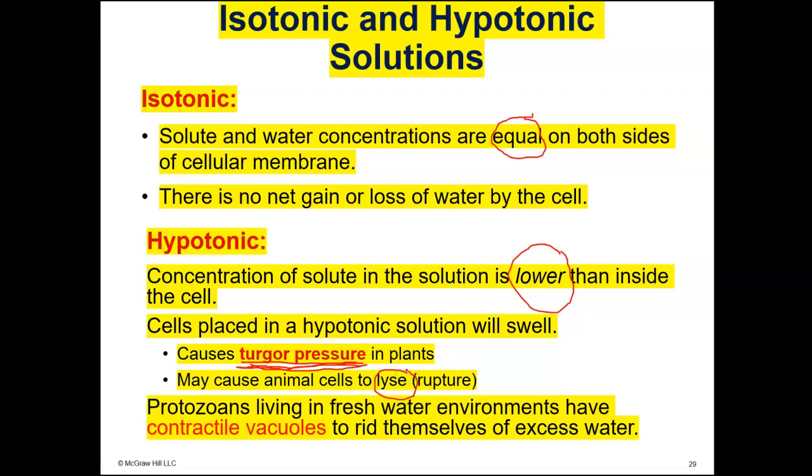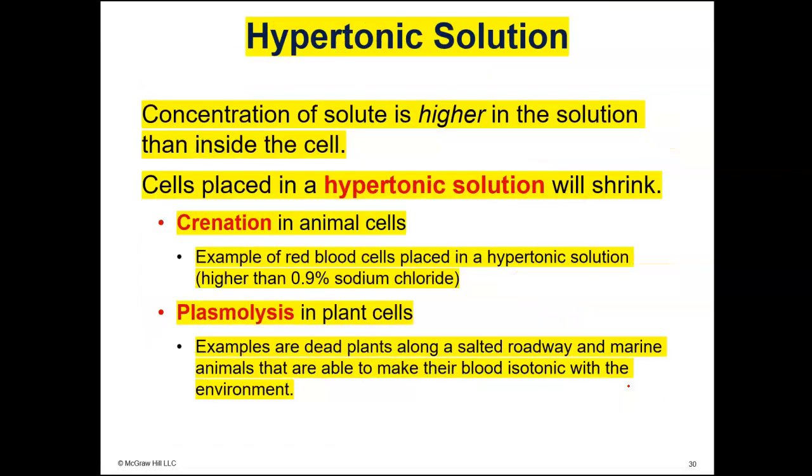There are little creatures that live in pond water, fresh water, called protozoans, and they have vacuoles. They're called contractile vacuoles that actually pump water out because they are continually taking on water, because that pond water, that freshwater environment, is hypotonic. So those contractile vacuoles keep pumping water out so they will not burst.